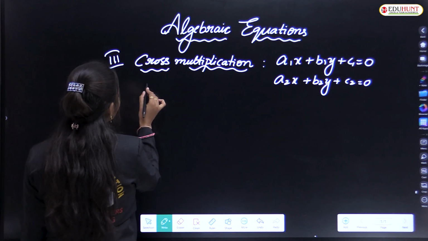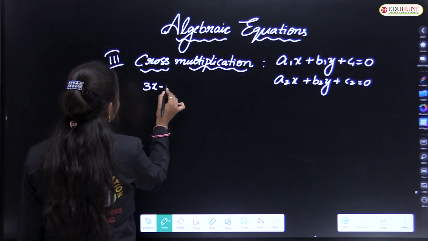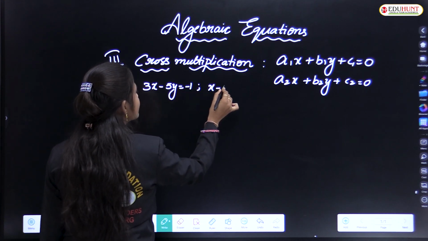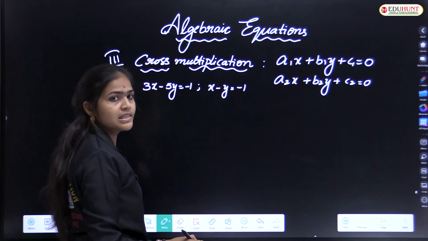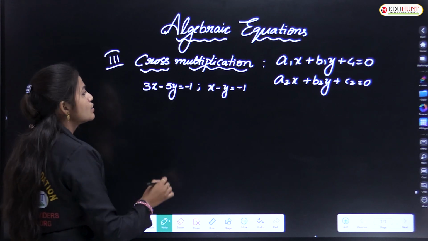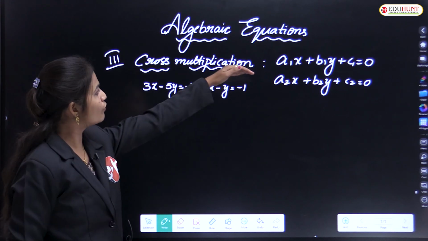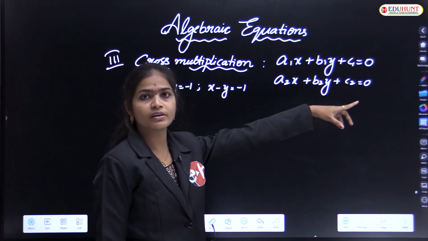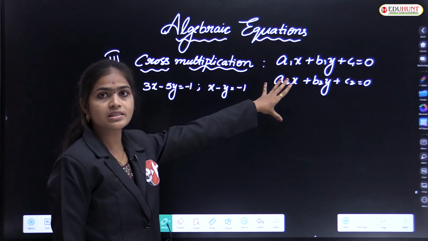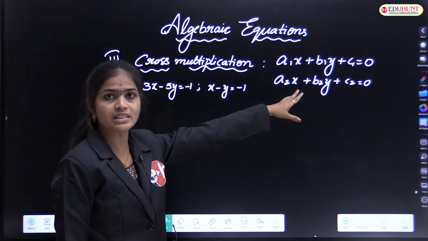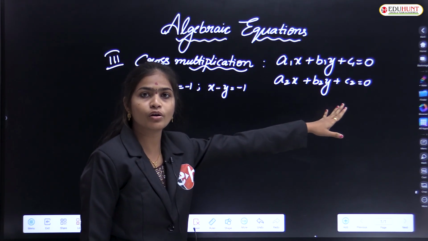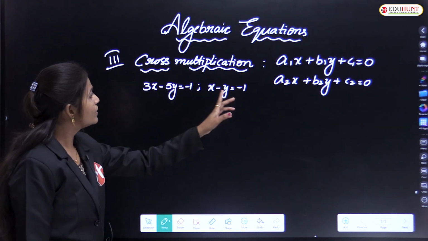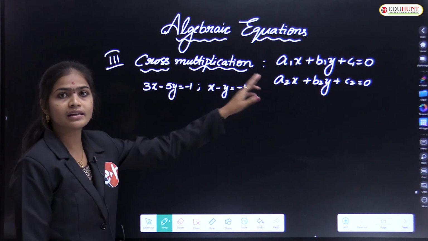Now here the given equations are 3x minus 5y is equal to minus 1, and the next one, x minus y is equal to minus 1. These are the given equations, no? Okay. Are the given equations in the general form of a system of equations or not? I am calling this a system of equations because these two are linear equations in two variables. Here we have taken two equations, so we call this a pair of linear equations or a system of linear equations.